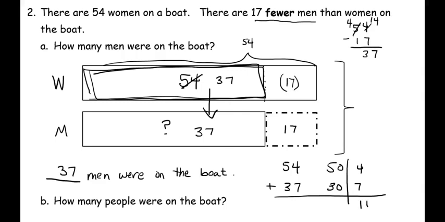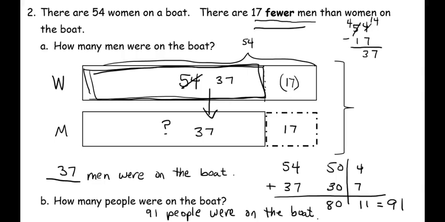So we have 50 and 4 plus 30 and 7. 4 plus 7 is 11. 50 plus 30 is 80 for a total of 91. So 91 people were on the boat. So you can see the difference between using two tapes, again, when we have a comparison statement, as opposed to one tape when we're talking about a full set of items.